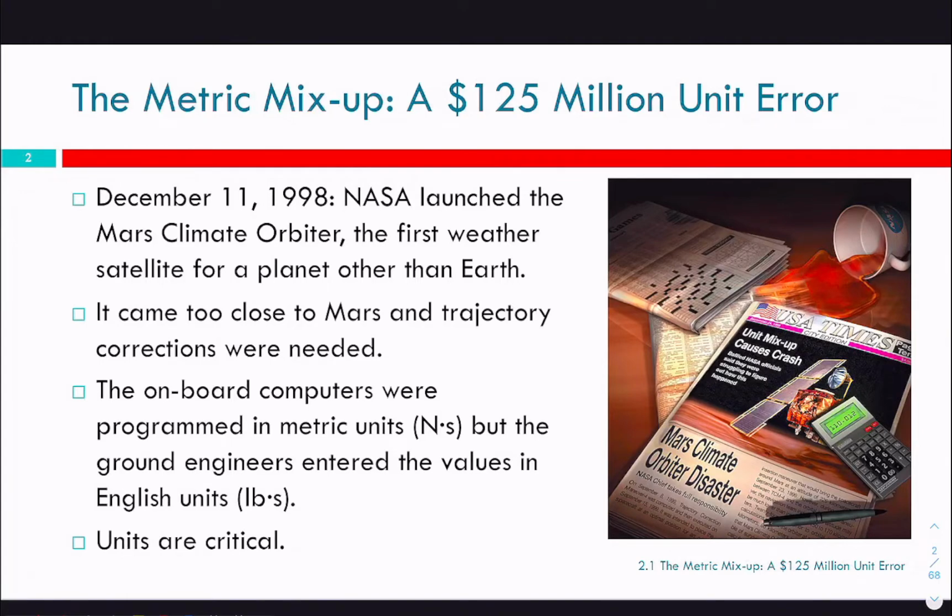And it crashed into Mars and ended up destroying a $125 million, I think the satellite was just $125 million, not including all of the work and time and effort it took to launch it and get it to Mars and to monitor it. So units are critical. How likely is it that you're going to be in a situation where you could cause this kind of damage? Pretty unlikely.